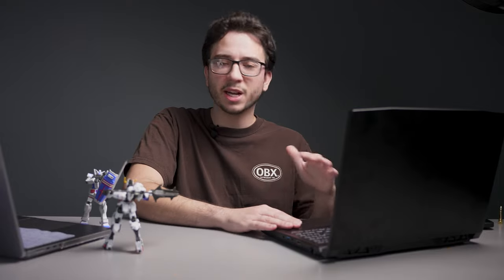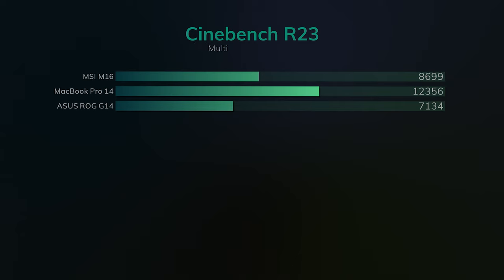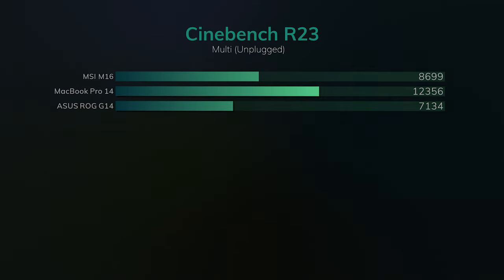Unplugged, there's a significant performance drop on this laptop, and even when configuring different profiles and setting it to max performance with all its different settings, I wasn't able to unlock its full performance on battery mode. The MacBook, we know, doesn't have that issue, but surprisingly, the ASUS ROG didn't have that issue either. With the M16, its multi-score drops to 8,699. The MacBook actually gains a point and goes to 12,365. And the ASUS ROG G14 is also within the margin of error. It goes to 7,134.